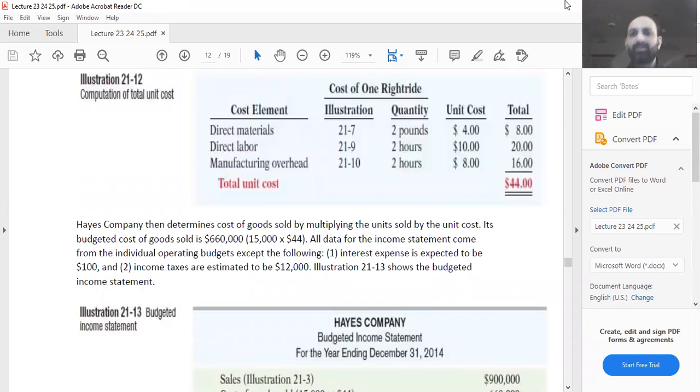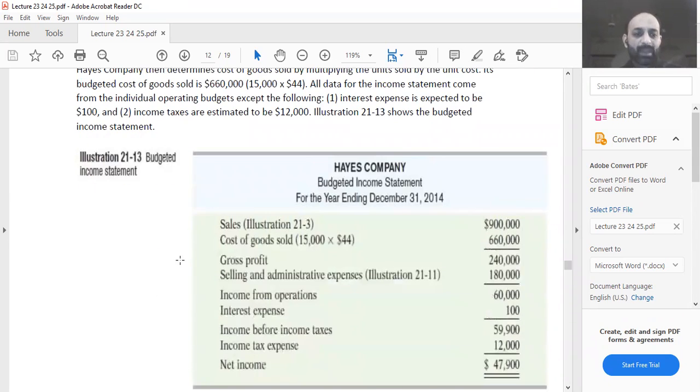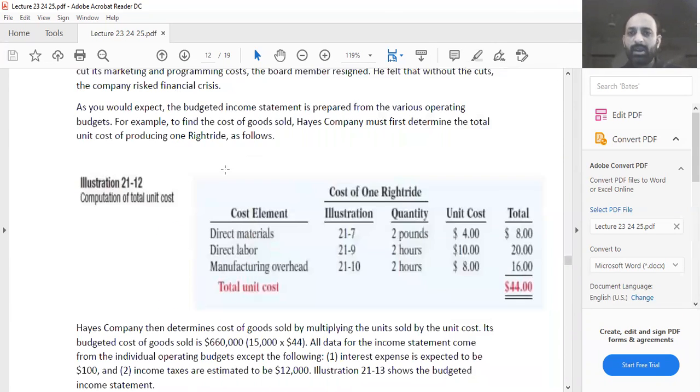So this is the end of lecture number 24. In lecture number 25 maybe we will do the financial budgets.